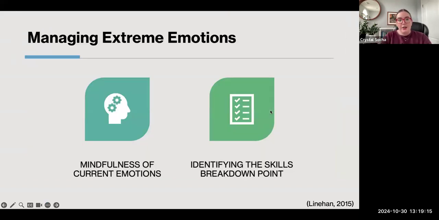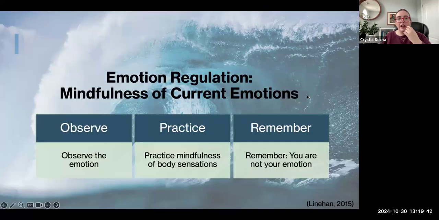The last piece that I'll talk about, actually the last piece, is how to help someone manage their extreme emotions. And there's two skills. We'll just cover the mindfulness of current emotions. So this really helps to ensure that people are able to reduce that suffering so those emotions don't overcome them, so they don't feel stuck to their emotions, so they don't make things worse. And so we do that by helping them regulate their emotions through mindfulness of current emotions.